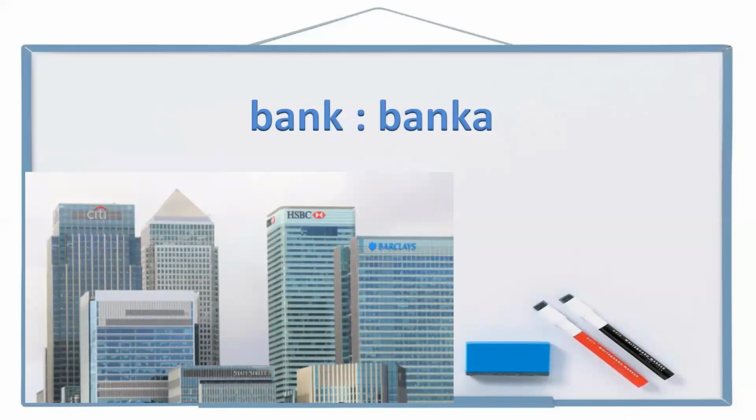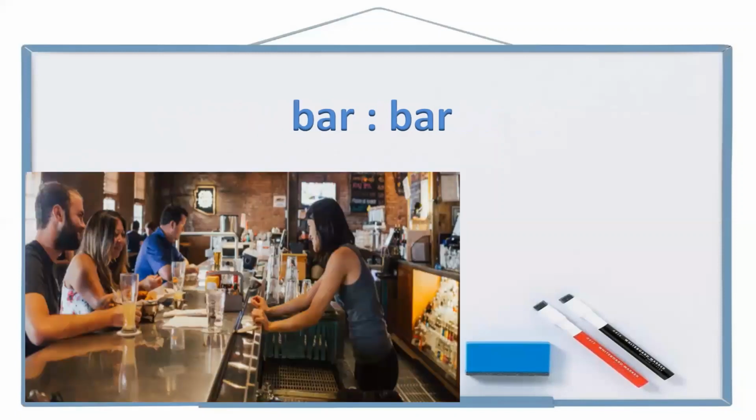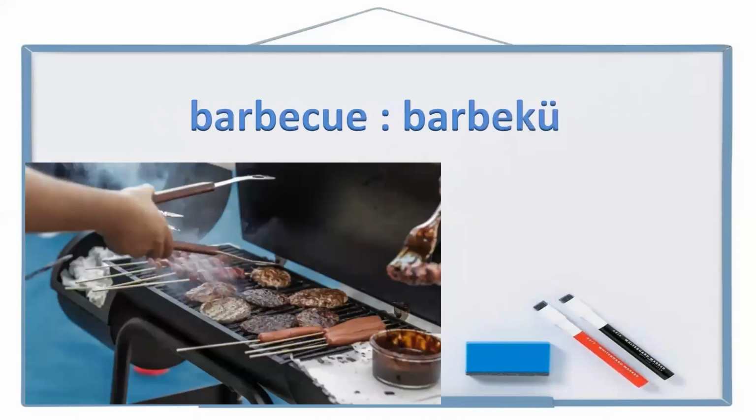And bank is banka. One more time, banka. And the next one, bar. It's written exactly the same, but we are going to read it so short. Bar. One more time. Bar. Good. Next one is barbecue. In Turkish, it is barbekü. The last letter, be careful, it is not U, it is Ü with dots. Barbekü.